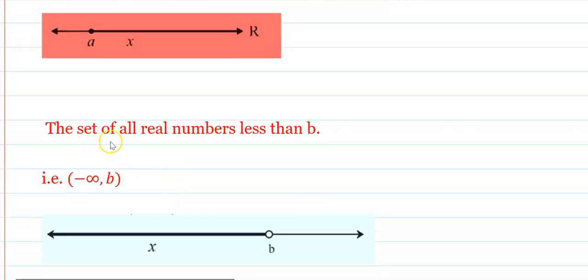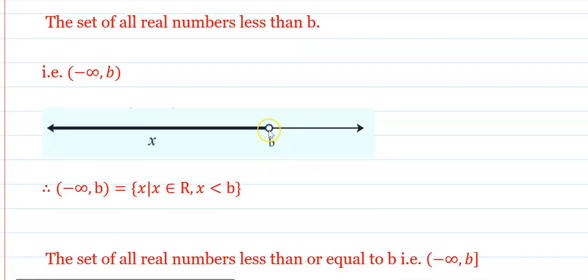Now the next, the set of all real numbers less than b. Less than b means what? To the left hand side of the b means what? Minus infinity to b. We are not including the b here because it is open. Okay. Now and it is written as x is such that x belongs to set of real number and this x is less than b.